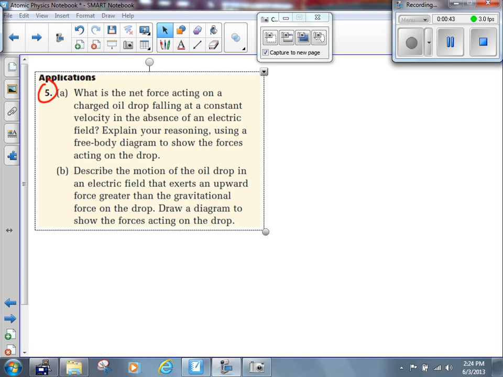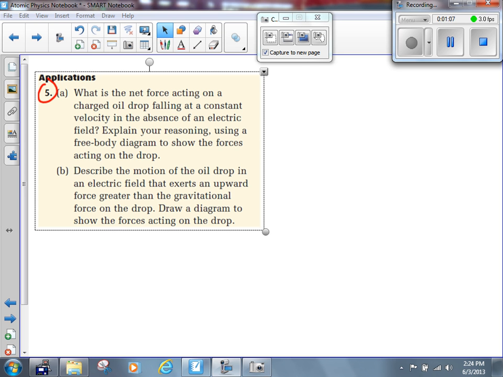5A says, what's the net force acting on a charged oil drop falling at a constant velocity in the absence of an electric field? Forget about in the absence of an electric field, in the presence of an electric field, whatever. What's the net force acting on an oil droplet falling at a constant velocity? What's the net force acting on a car driving down the road at a constant velocity? What's the net force acting on anything moving at a constant velocity?